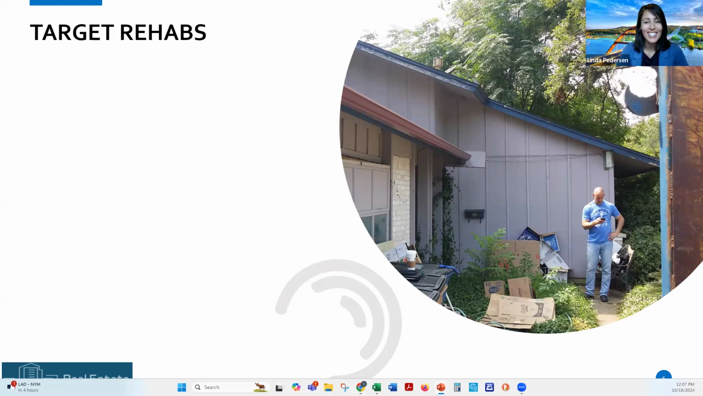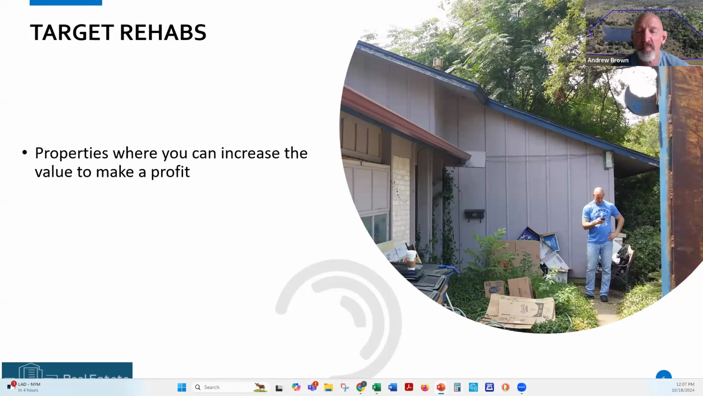Do you remember this property, Andrew? I do. You and I have different names for it. What do you call it? I call it the Rat House. And I call it the Ratatouille house. And why did we call it that? There was an issue with rodents. Yes, there were. Did we get rid of them? We did get rid of them. This became a beautiful home.